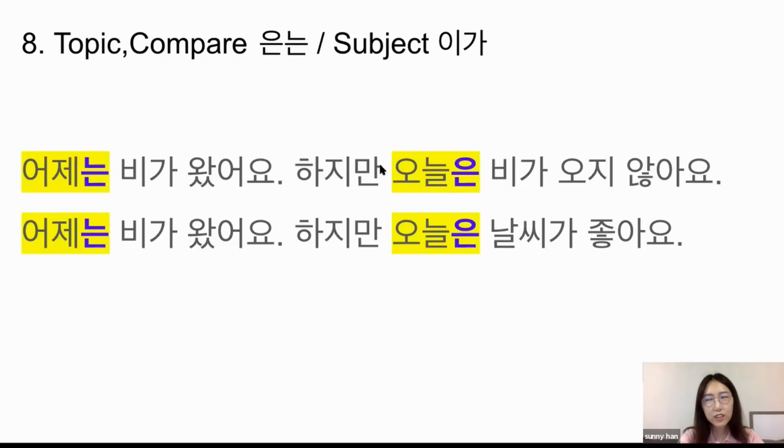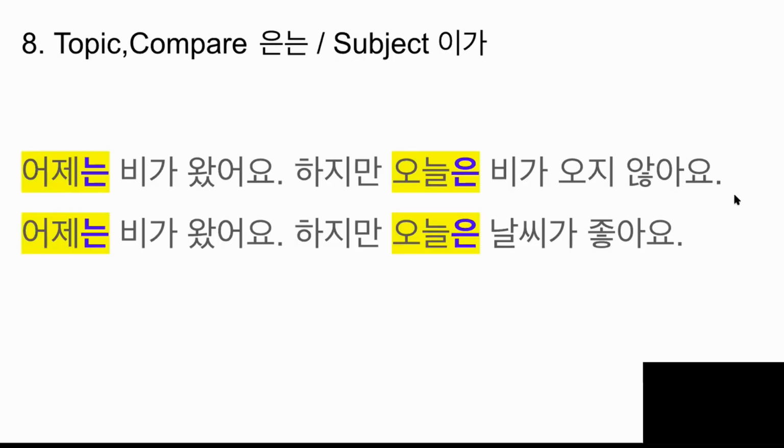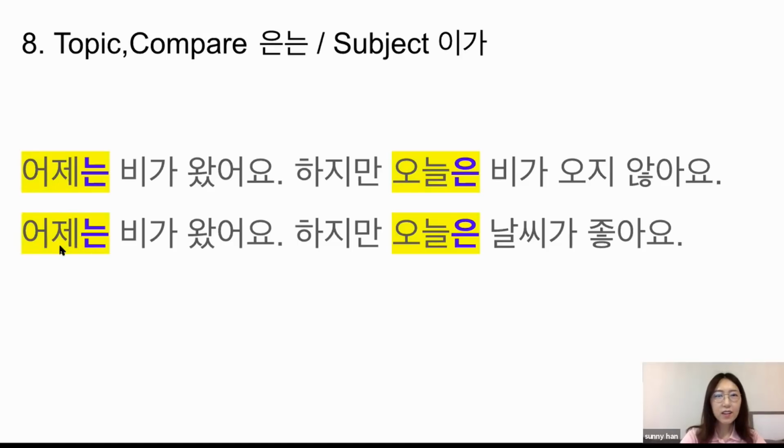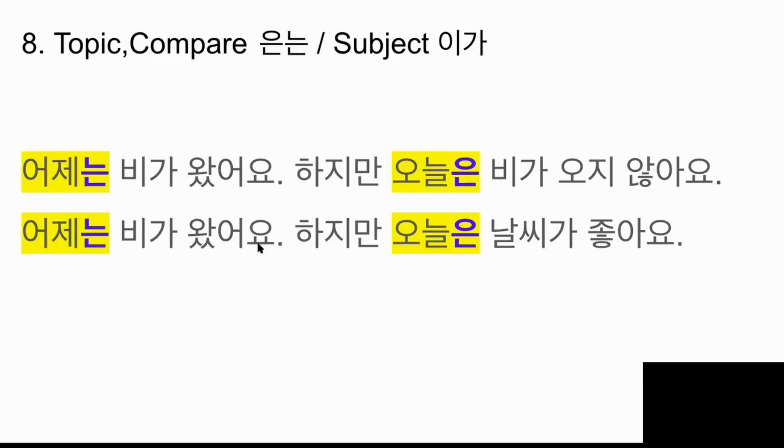A little bit difficult. We can just practice. You don't have to memorize. It's okay. So, 하지만 오늘은 비가 오지 않아요. 하지만 오늘은 비가 오지 않아요. Okay. Same. 어제는 비가 왔어요. 어제는 비가 왔어요.